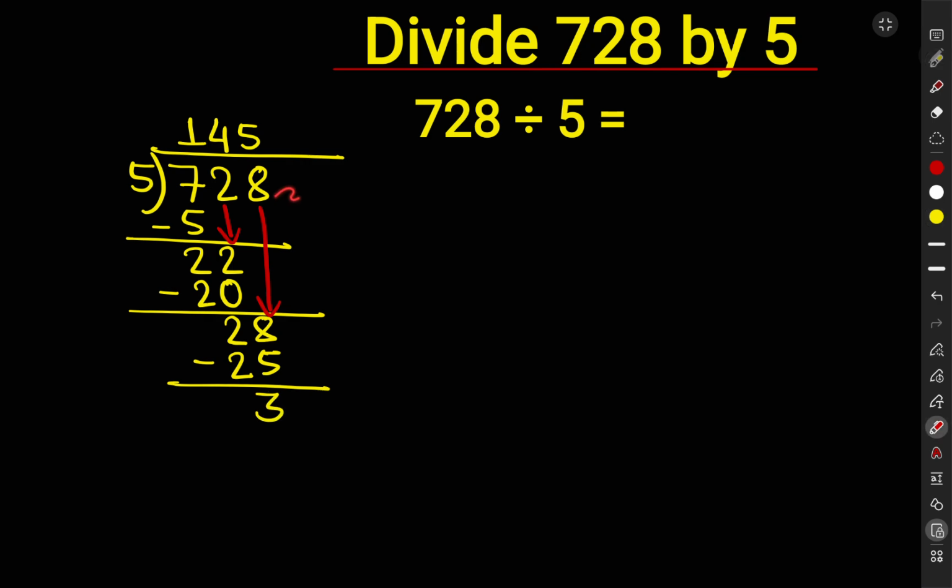So now we have no other number to put down. So we put a decimal here, so that we put 0. So it is 30, and 5 times 6 is 30. On subtracting, we get 0.